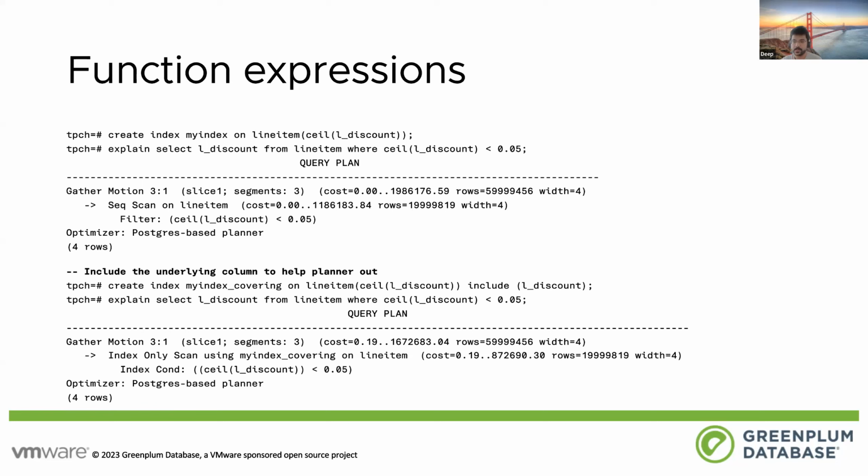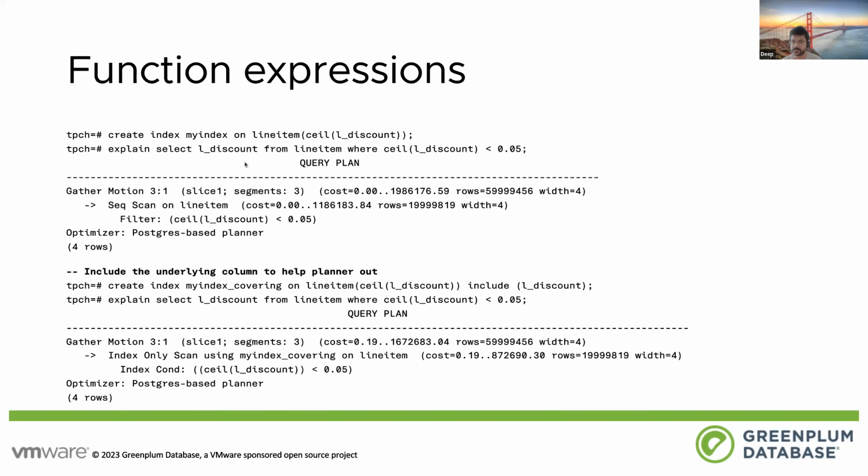One other thing to keep in mind is that if you have an expression index and your expression involves a function expression, like for example, we have an index on the ceiling of the discount value, right? Discount is a numeric. And if you have a query like this, explain select L discount from line item where the ceiling is less than blah, logically, theoretically, in principle, you should be able to use an index-only scan. The system should be able to use an index-only scan to satisfy this query, but unfortunately, it's not able to.